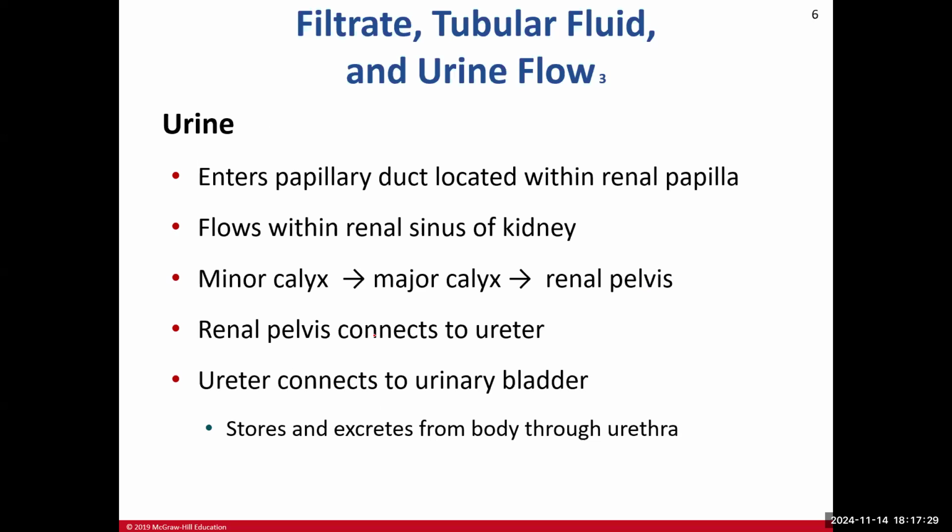And then finally with urine, it's going to be known as urine through the rest, or the distal part, of the urinary system, which is on the other side of the renal papillae. So it moves from the minor calyx to the major calyx to the renal pelvis, then from the pelvis to the ureters, from the ureters to the urinary bladder, and then out through the urethra.